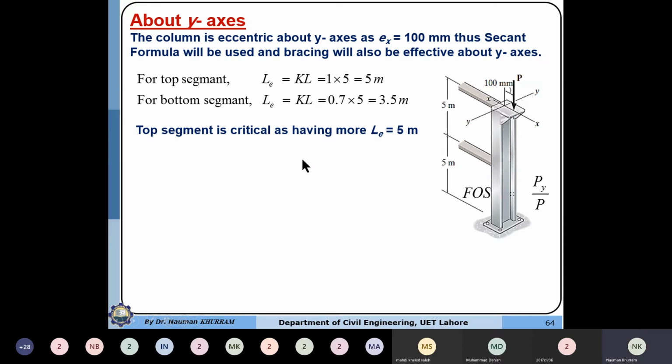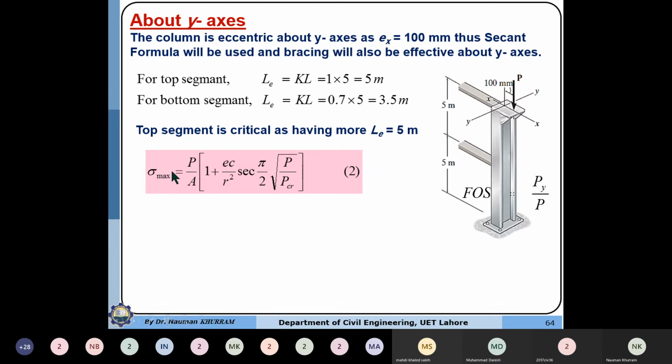Okay, the critical segment is the one having the effective length 5. Here we have to use this equation number 22, or this was equation number 33 during our derivation. In this case, we have to determine the load which will cause yielding in the column. It means that the maximum stress should be less than or equal to sigma y. We have to determine this load value in such a way that it is producing sigma maximum equal to sigma y.